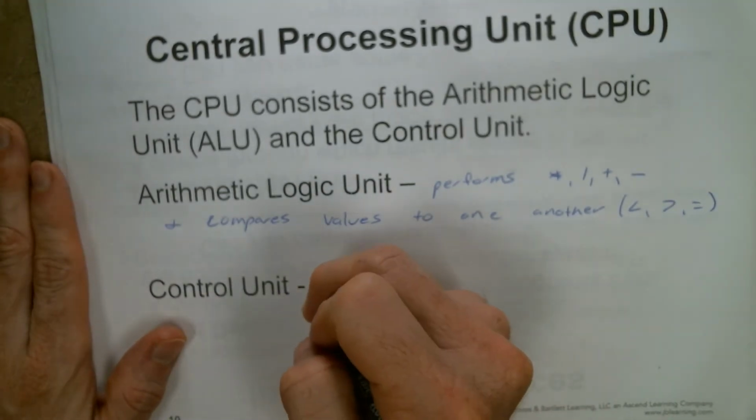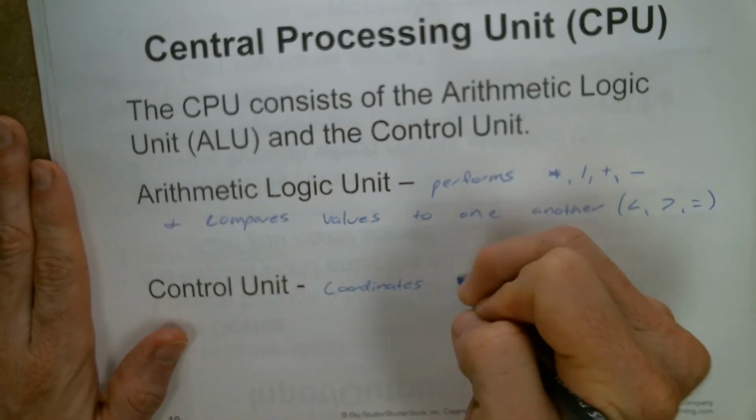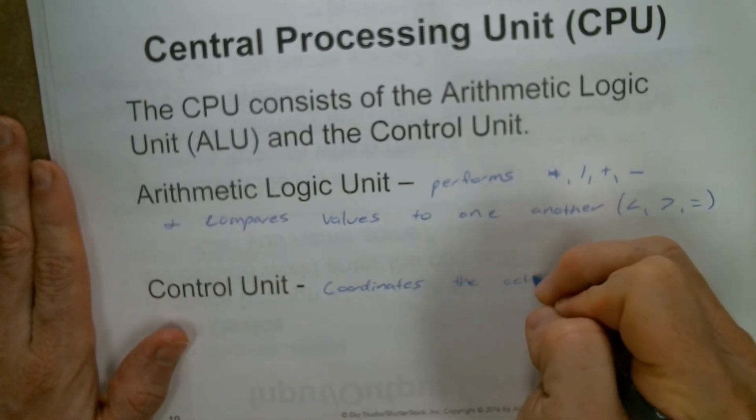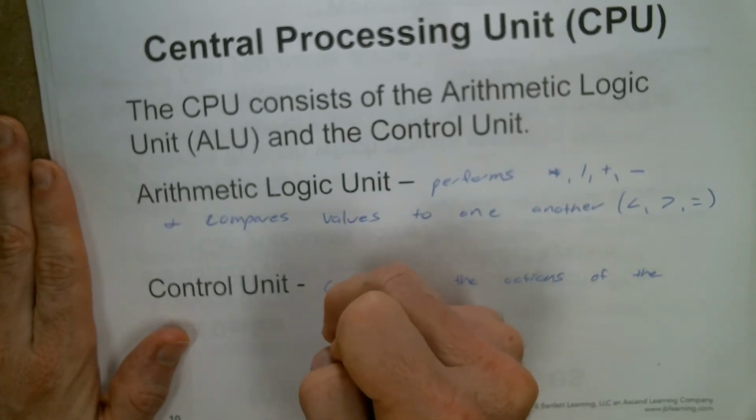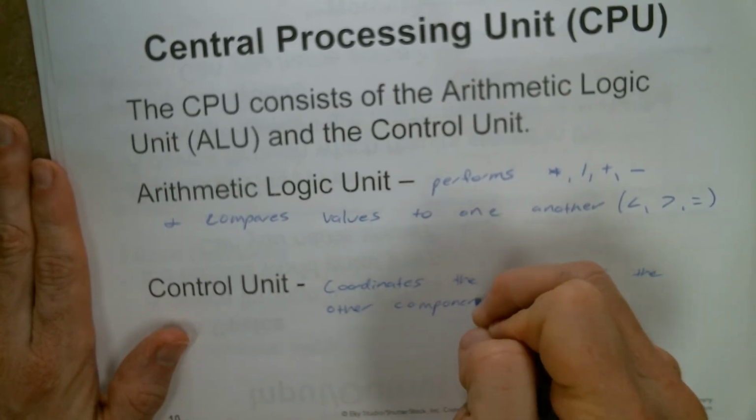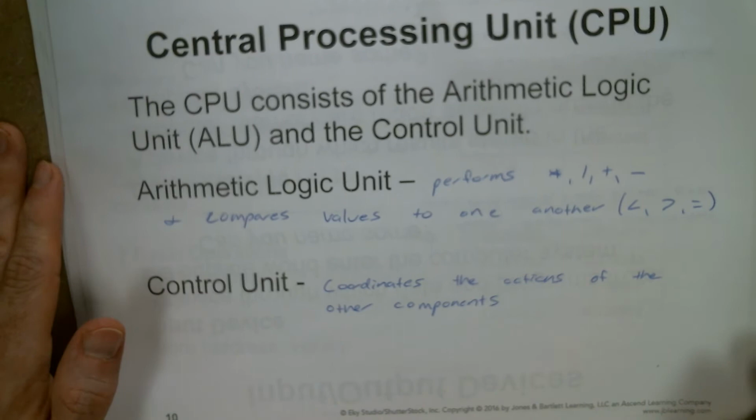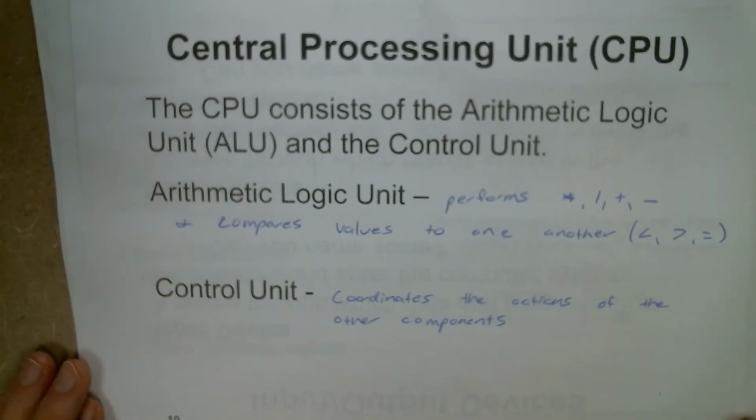And then again, the control unit is the one that coordinates the actions of the other components. There's a lot going on inside of the computer, and all of that needs to happen in a specific order at a specific time for things to work correctly. That's the job of the control unit.